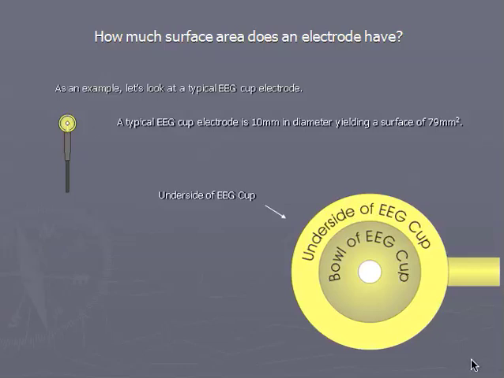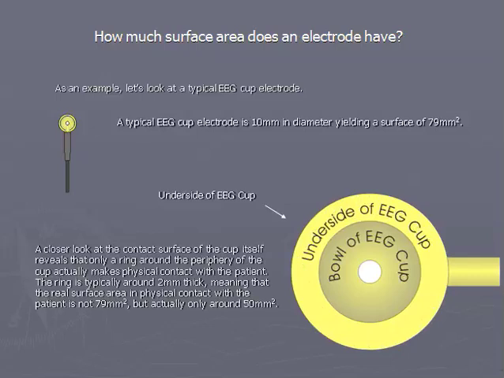A closer look at the contact surface of the cup itself reveals that only a ring around the periphery of the cup actually makes physical contact with the patient. The ring is typically around 2 millimeters thick, meaning that the real surface area in physical contact with the patient is not 79 square millimeters, but actually only around 50 square millimeters.